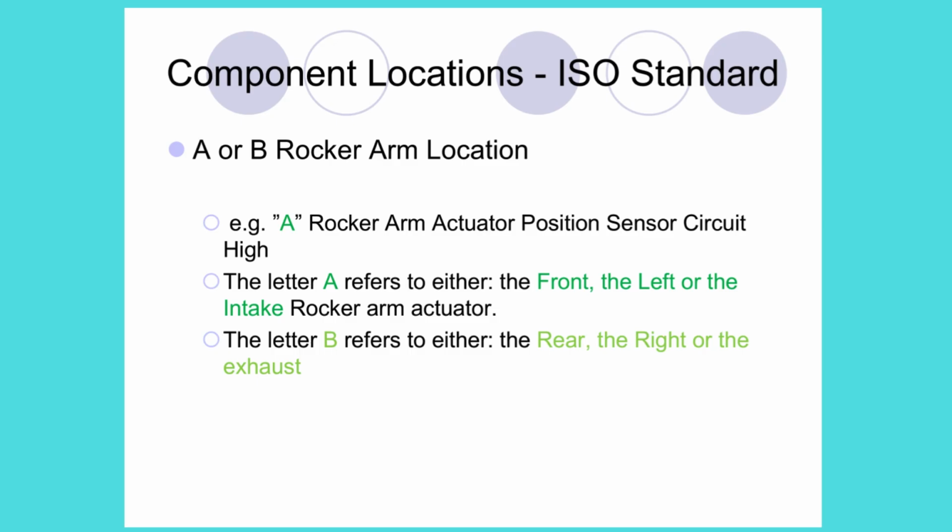A or B rocker arm location. For example, A rocker arm actuator position circuit high. The letter A refers to the front, the left or the intake rocker arm actuator. The letter B refers to either the right, the rear or the exhaust.